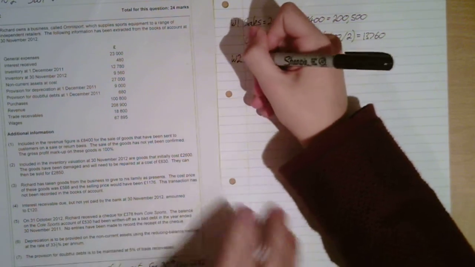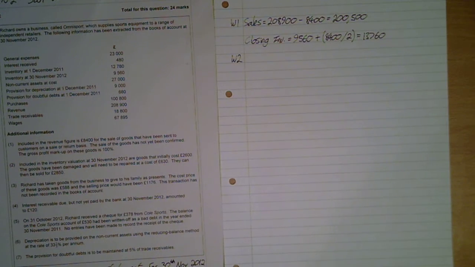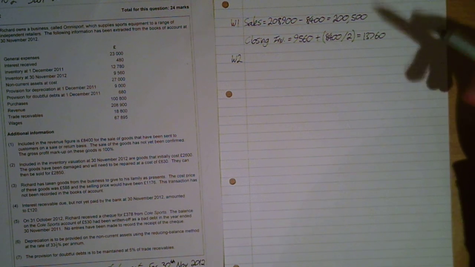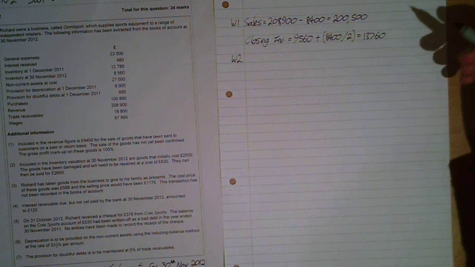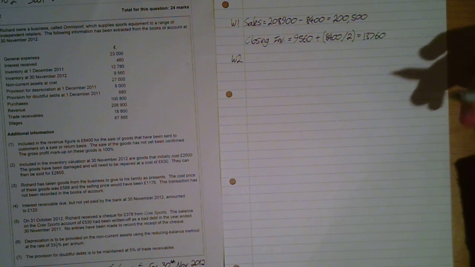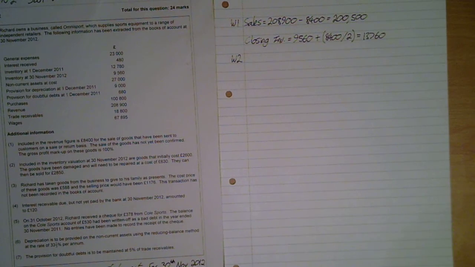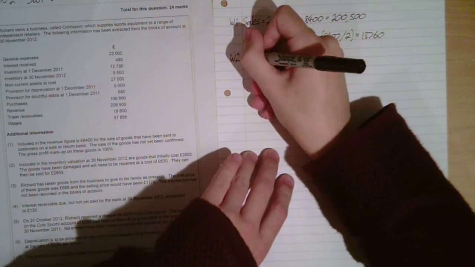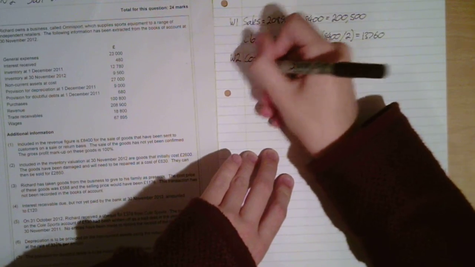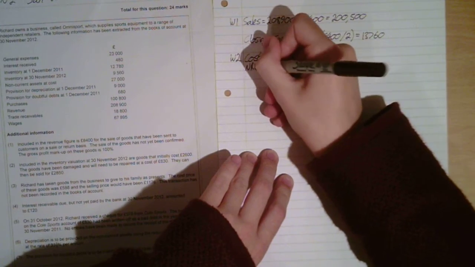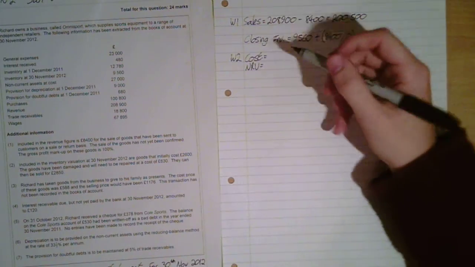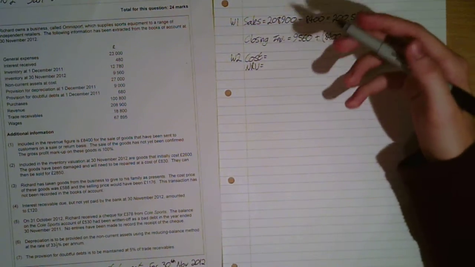Working 2. So included in the inventory valuation at the 30th of November 2012, so that's the closing inventory, we've just dealt with it, are goods that initially cost 2,600. The goods have been damaged and will need to be repaired at a cost of 630. They can then be sold for 2,850. So this is just a classic cost versus net realizable value question. So we're going to calculate both of these, see what the lower is, and then adjust our closing inventory accordingly.